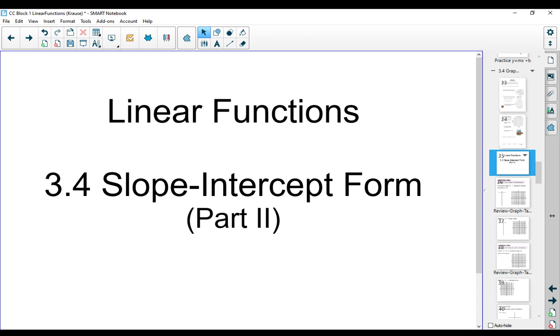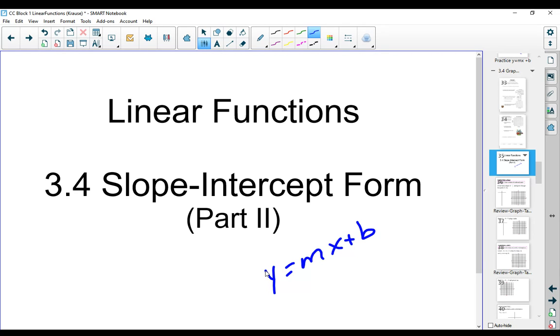Right, so welcome back. Yesterday we looked at the slope-intercept form, and we looked at the equation and how we can use the equation to determine slope and y-intercept. If you don't remember what that form was, it was y equals mx plus b, where m is the slope and b is our y-intercept. We're going to look today at how we can use that equation to graph a line.